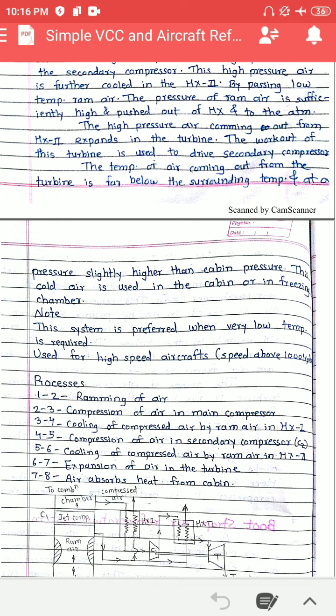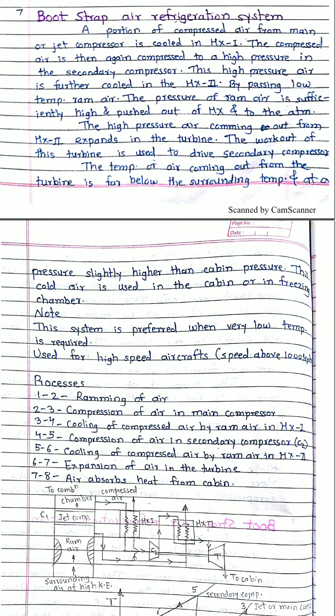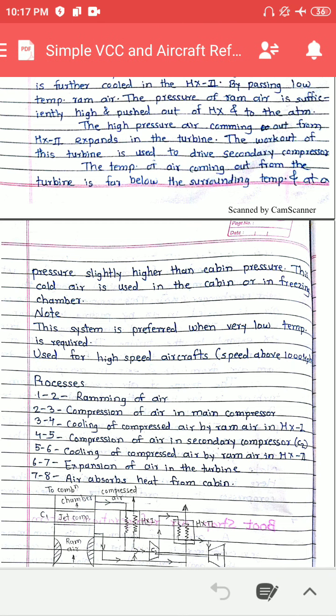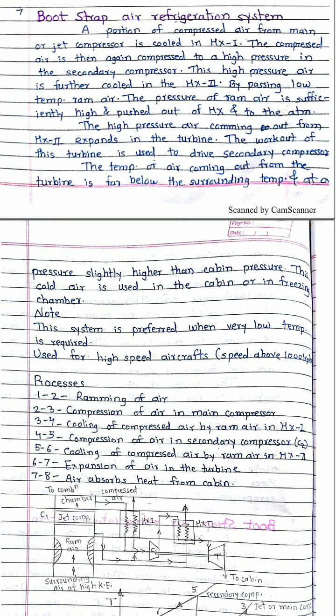Now as usual the process starts from the surrounding air. That surrounding air passes through the conversion section, due to which the pressure and the kinetic energy of that air increase. That high velocity, high kinetic energy air is called ram air. Then some amount of ram air passes to the main compressor or jet compressor, and some fraction of that ram air is bypassed for further action.